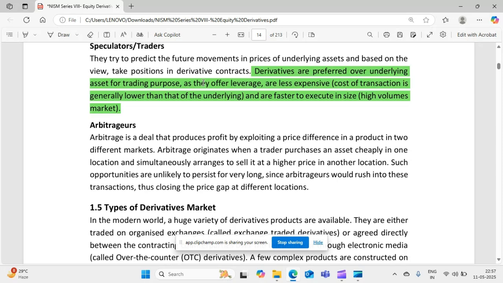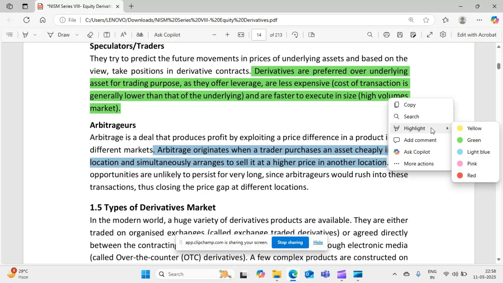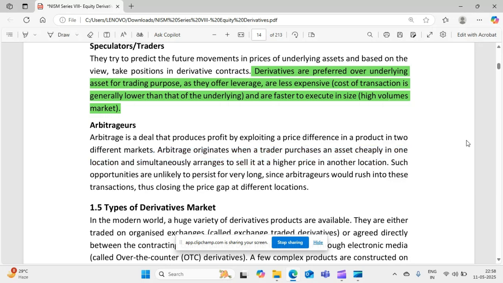And then there are arbitrageurs. Arbitrageurs basically exploit differences in price between two markets and then do a transaction. Here the two markets are the spot market or cash market and the derivatives market. Arbitrage originates when a trader purchases an asset cheaply in one location and simultaneously arranges to sell it at a higher price in another location. This is how the arbitrageur typically works. This is what we should know here.